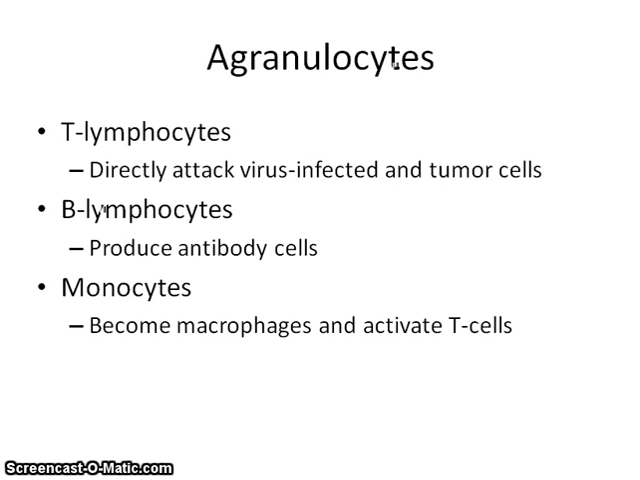The agranulocytes have T and B lymphocytes. T lymphocytes are specific to viruses and cancers. B lymphocytes are producing antibody cells. Those are a little bit more general than the T cells. And monocytes are really not that useful on their own. They are important because they help to activate the T cells, but they don't really fight anything off just by themselves.